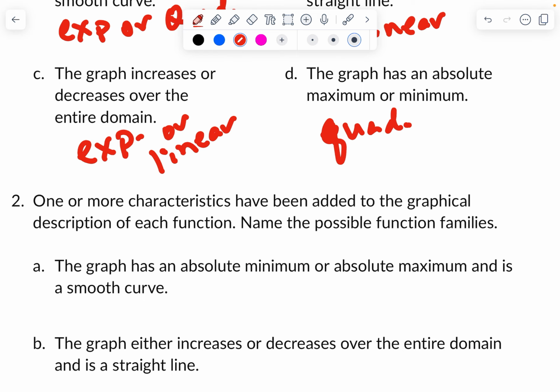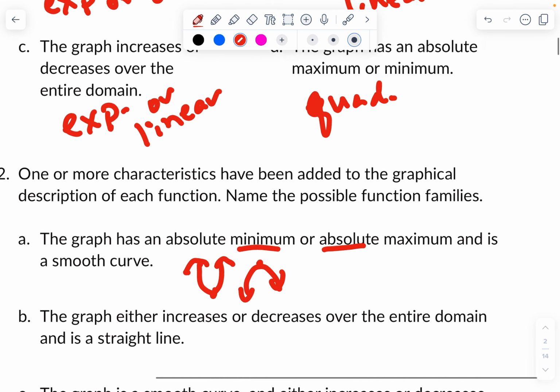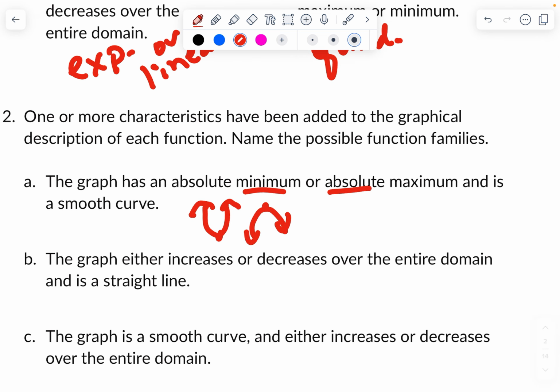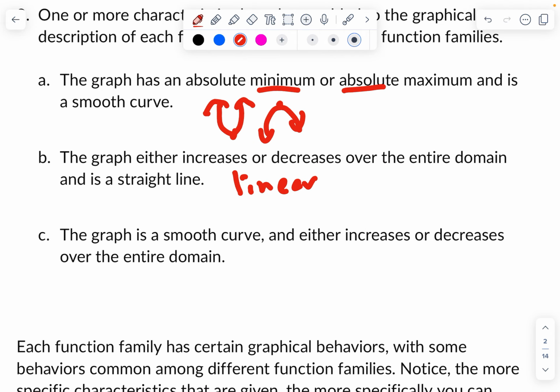One or more characteristic has been added. The graph has an absolute minimum or absolute maximum, and it's a smooth curve. That sounds like it has to be a quadratic. It either increases or decreases, and it's a straight line. That has to be linear, okay? Has a smooth curve, either increases or decreases over the entire domain. Since it says curve, that tells me it's exponential because it either does one or the other. It can only go one direction.